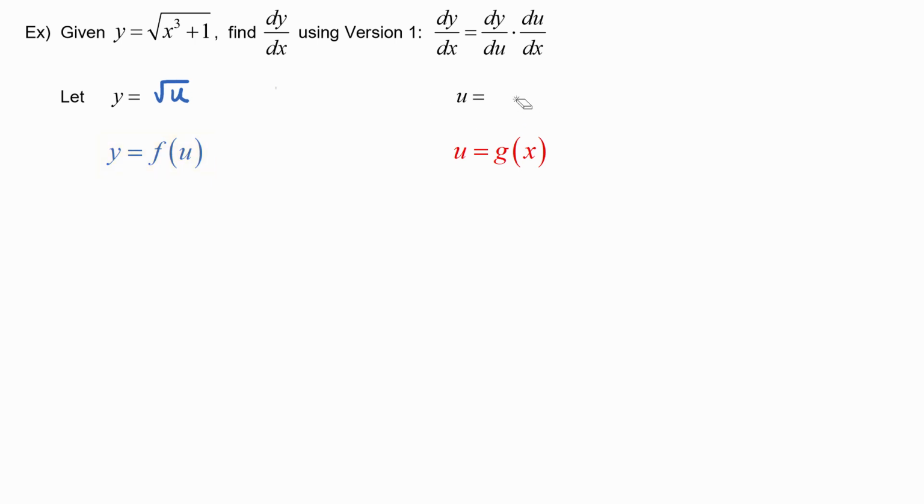Now let's define the u variable. U is a function of x and is the inside function. So inside of the radical, we have x cubed plus 1.